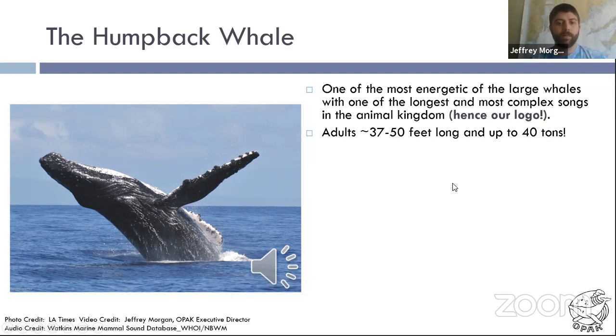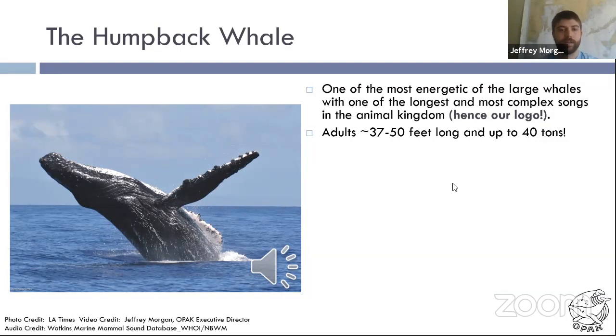Hear that song. Just so you know, in case you have to leave, we have linked the Watkins Marine Mammal Sound Database at our resource page, which is where we found all of the sound clips that we're going to share with you today. But again, the humpback whale has one of the longest and most complex sounds out there.